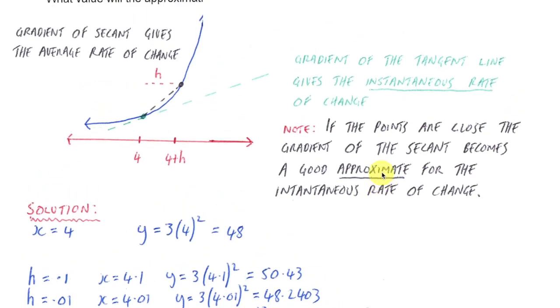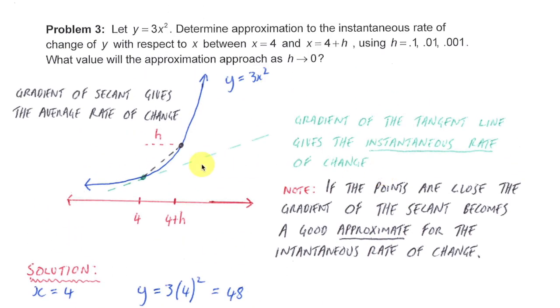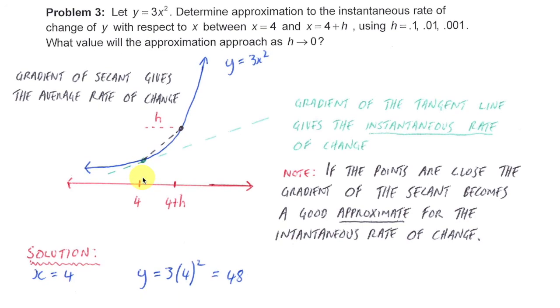So what have I just achieved? I've said that the gradient of this black line will be approximately equal to the gradient of this green line. So therefore, the gradient of that black line is approximately equal to the instantaneous rate of change for where x is equal to 4. And I've just done that calculation to show that the instantaneous rate of change for x equaling 4, using a value of h equaling 0.1, will give me 24.3.